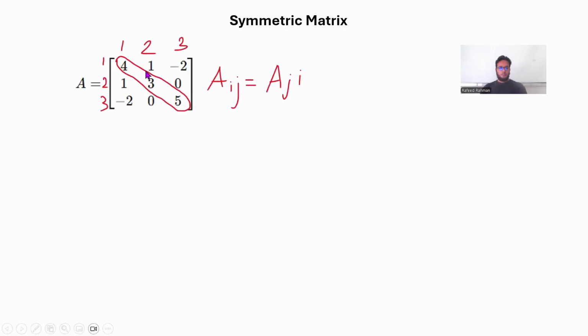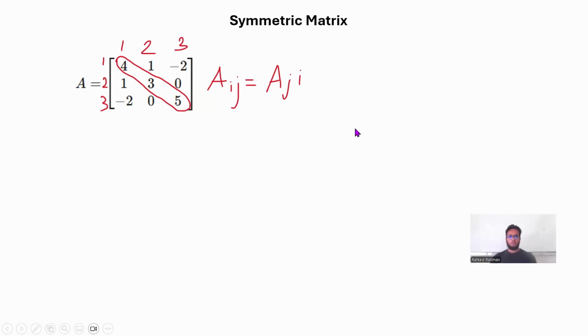So first of all, this is a symmetric matrix because here Aij equals Aji. What do I mean by that? You can see that this value 1 is in row 2 and column 1. Row 1 and column 2 also has a value of 1. Similarly, row 3 and column 1 has a value of minus 2. Row 1 and column 3 also has a value of minus 2. So they are all equal. They are all sort of mirrored. So this is a symmetric matrix.